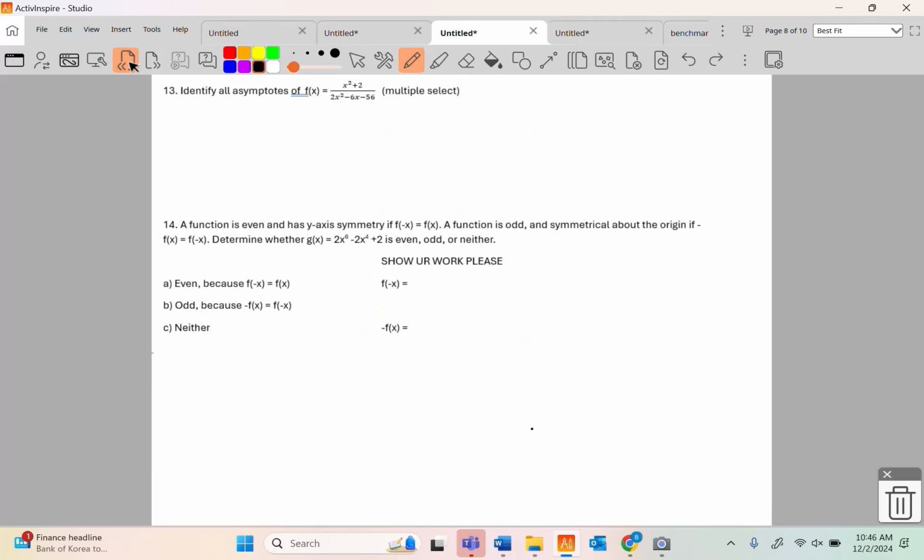All right. We're moving on to 13. Identify all the asymptotes, and it is multiple select. So the first thing we're going to do is we're going to look for our vertical asymptotes, and they happen when we divide by 0. So we're going to look at 2x squared minus 6x minus 56. We're going to set it equal to 0. I'm going to pull the 2. I believe that's 28. And I'm going to factor.